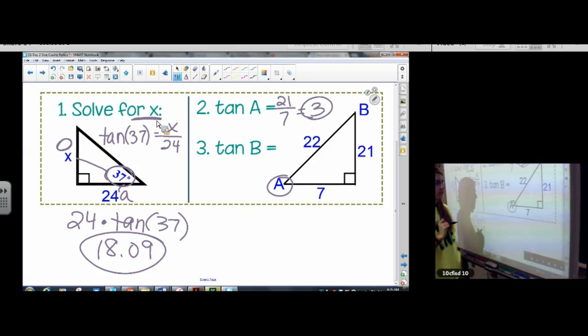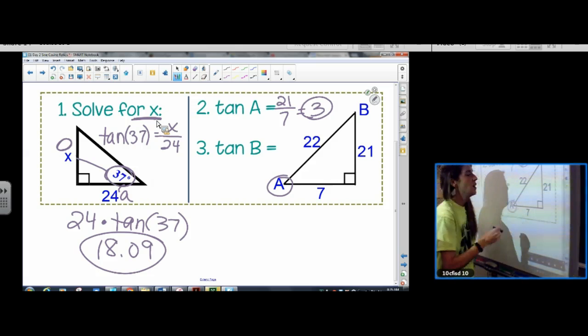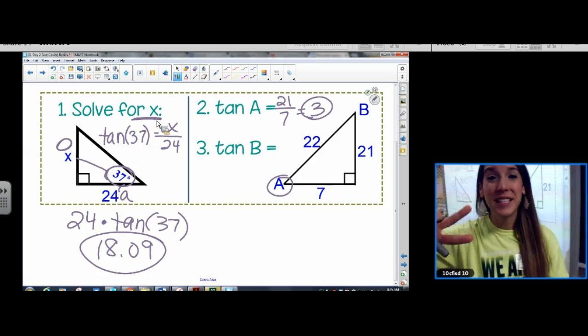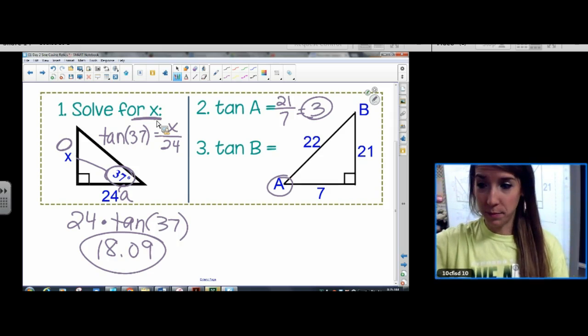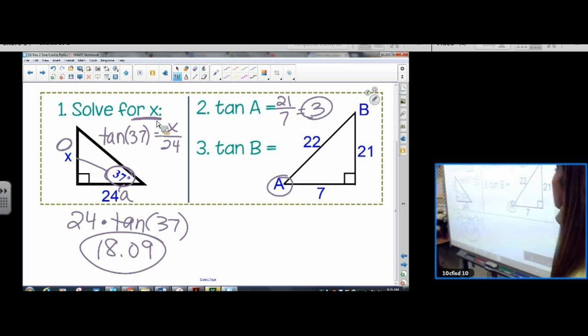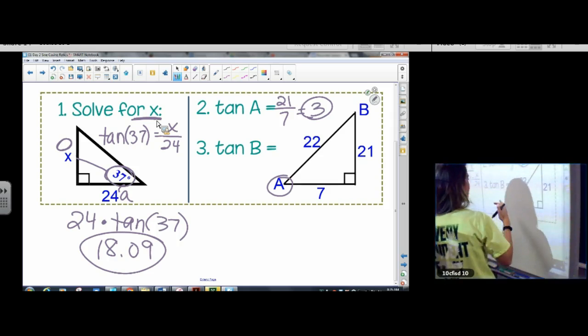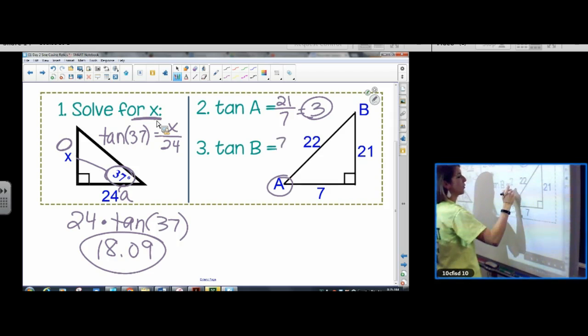3. The tangent of B. We know the tangent of B will always be the reciprocal of the tangent of A, so we can simply reciprocate it, or we can actually do 7 over 21, but it will reduce to 1/3.